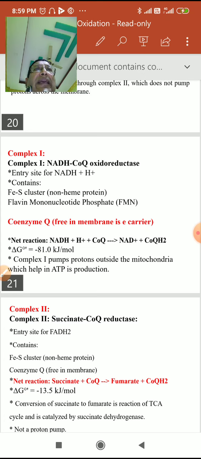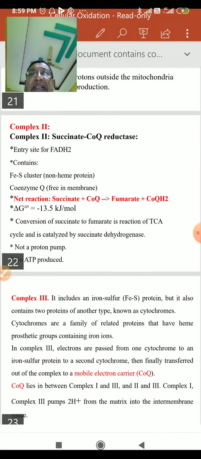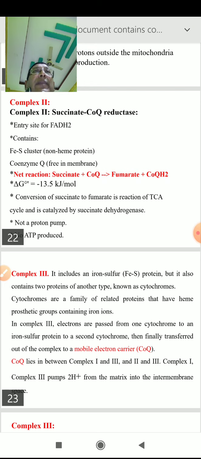So the net reaction is NADH plus hydrogen plus coenzyme Q. NADH is oxidized to NAD plus, and this coenzyme Q is reduced to coenzyme QH2, and delta G0 is minus 81.0 kilojoules per mole. Complex 1 pumps protons outside the mitochondria, which helps in ATP production. Now in my next slide, I have given the details of complex 2.